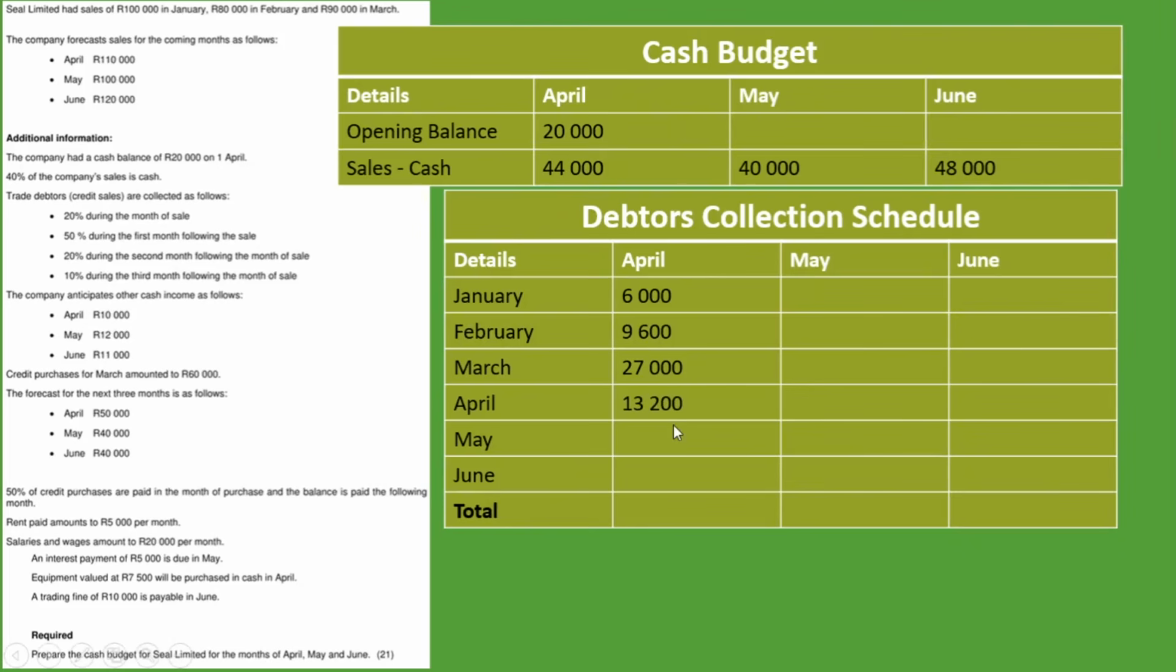So we are done with April. We have done everything that we needed to do in April. Now the rest we'll do for May and June.